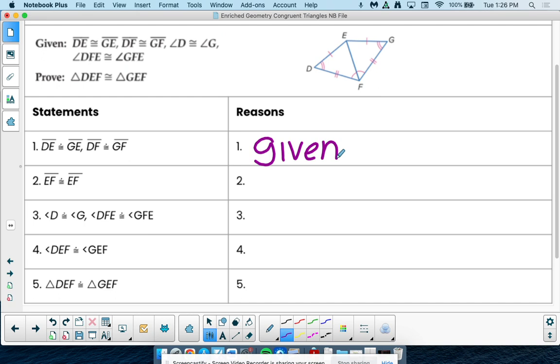And it gets kind of weird. Why is EF congruent to EF? You guys remember that one? Property. Reflexive, right? The same thing is equal to itself. Like when you look in the mirror, you see yourself. So you would just say reflexive property. And then I'm going to put a little marking in my triangle.